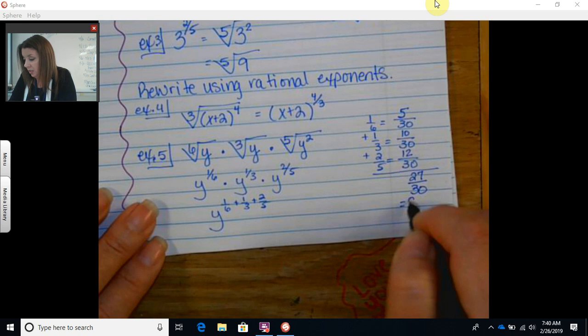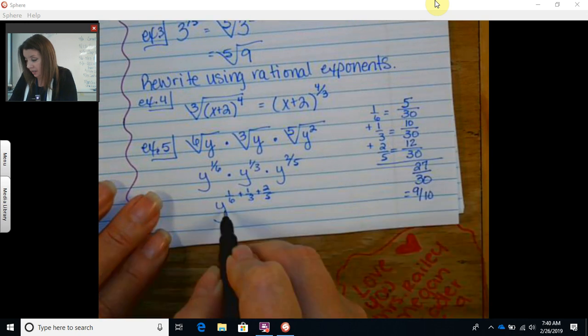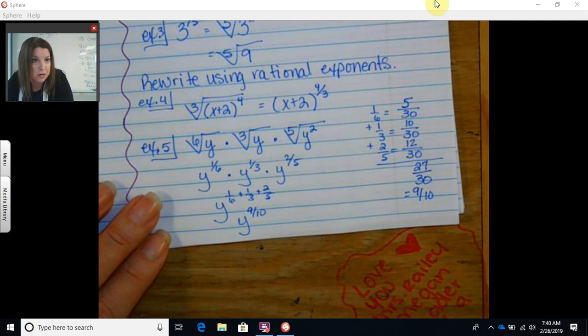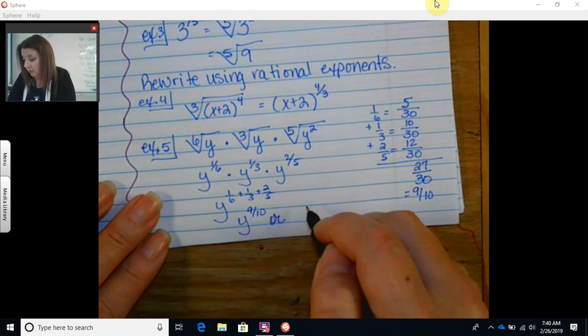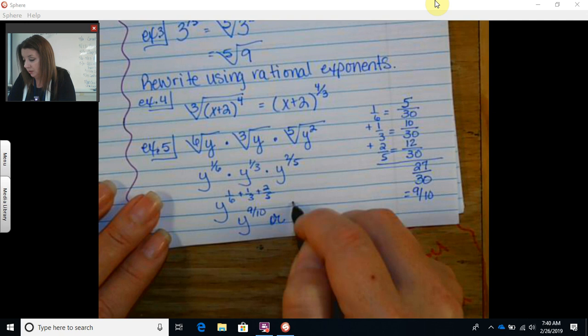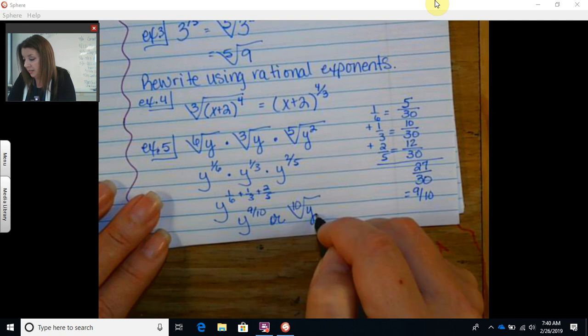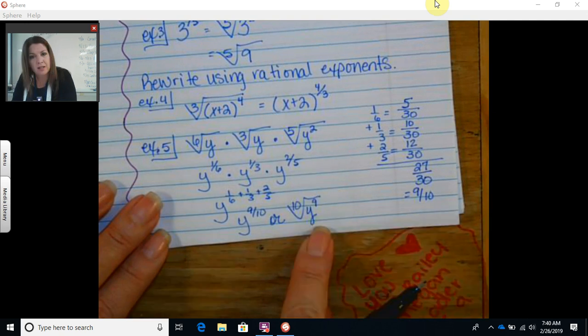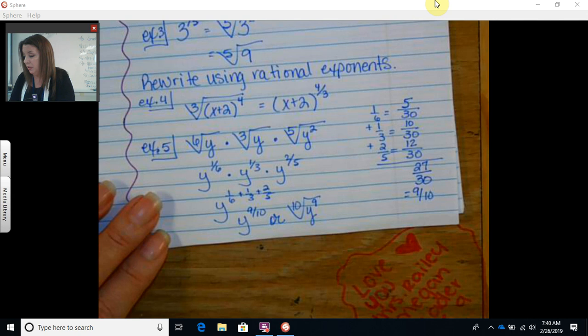So over here, that is y to the 9/10. Or if they wanted us to convert it back to a radical, it would be the what? The what root? 10th root of y to the 9th. And could I simplify that? I would need 10 y's, right? I only have 9, so I couldn't. But these are equivalent.